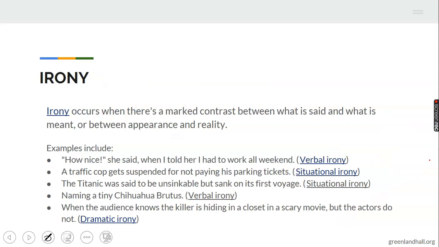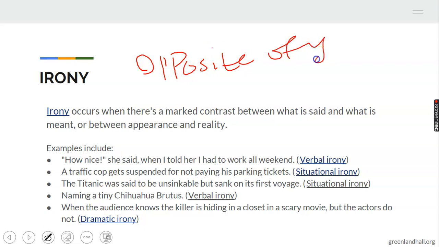Then irony. This is saying the opposite of what you mean. This occurs when there is contrast between what is said and what is meant. How nice, she said, when I told her I had to work all weekends. How can it be nice to work all weekends? That's ironical. You're saying you're lying in a fashionable way. Let me put it that way.